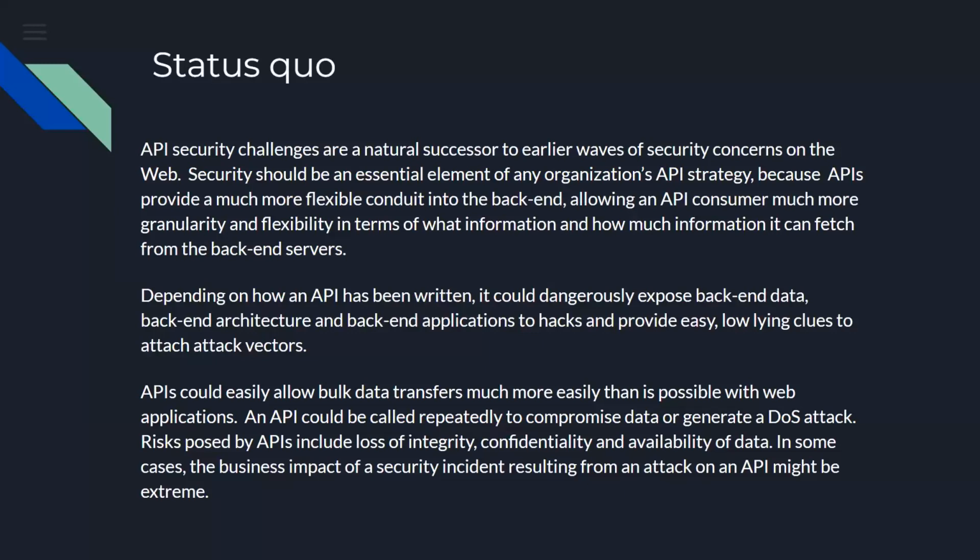An API could easily allow bulk data transfers much more easily than is possible with web applications. An API could be called repeatedly to compromise data or generate a DOS attack. We've all heard about what DOS attacks are. Risks posed by APIs include loss of integrity, confidentiality, and availability of data in some cases. The business impact of a security incident resulting from an attack on an API might be extreme.